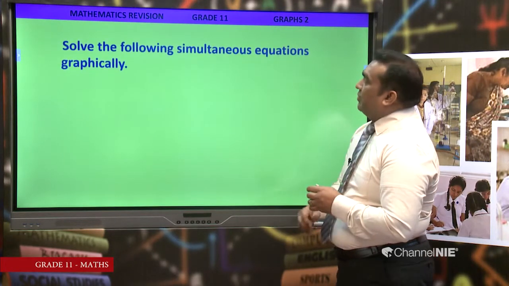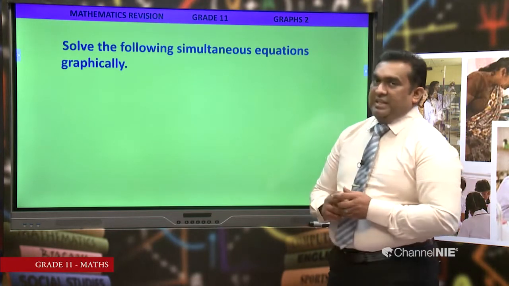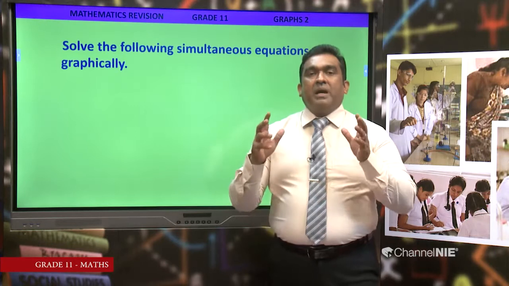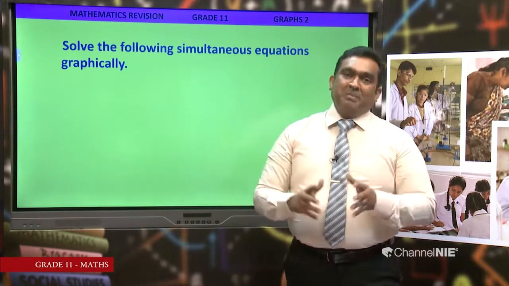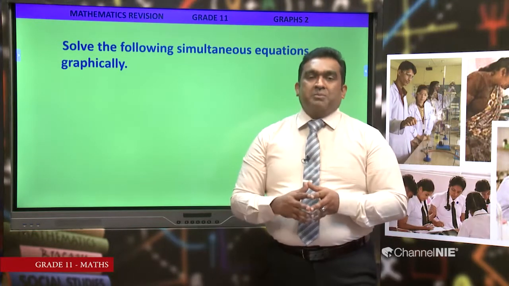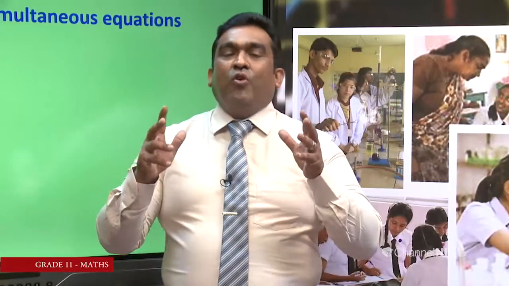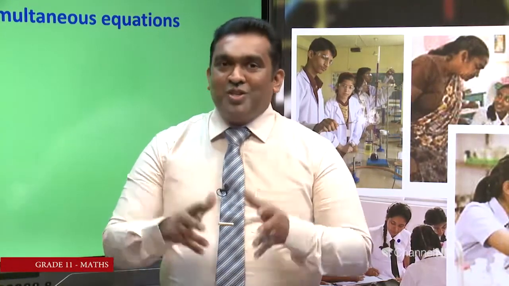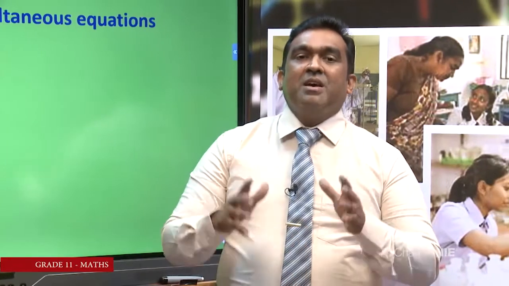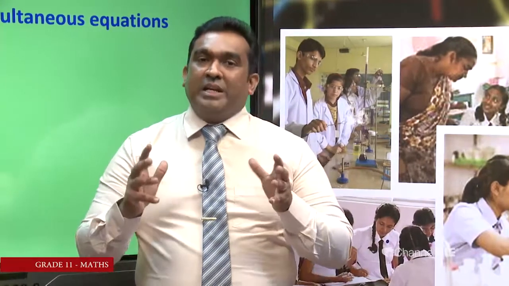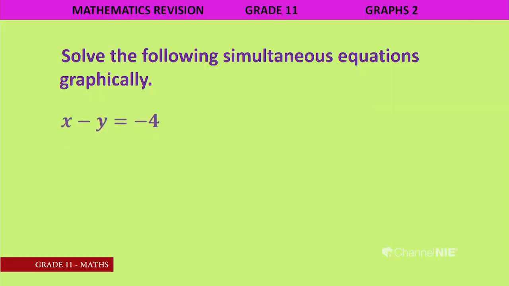Then, solve the following simultaneous equations graphically. Now we are going to solve a pair of simultaneous equations using the graphical method. It means you have to draw two graphs, two straight lines, according to the given equations. What is the standard form of a straight line? The standard form of the equation of a straight line is y equals mx plus c. You have to arrange the given equations according to that form. Here, x minus y equals minus 4, and 2x minus y equals minus 3.